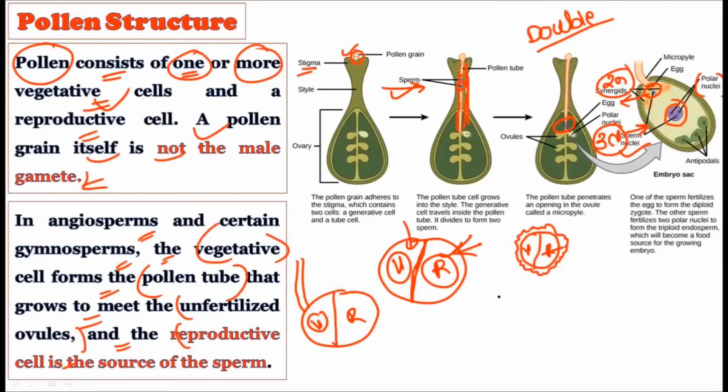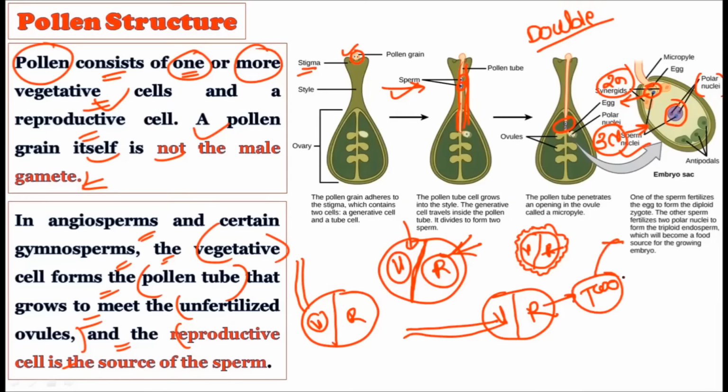So here, during the study of the pollen structure, you should carefully remember, if you observe the pollen grain, there are two cells in the pollen grain, the vegetative cell and the reproductive cell. The vegetative cell will form the pollen tube, and the reproductive cell will create the two sperm cells. Okay, what do they create? They create the two sperm cells. Later, you know the destiny of these two sperm cells, and what is the function of the pollen tube?